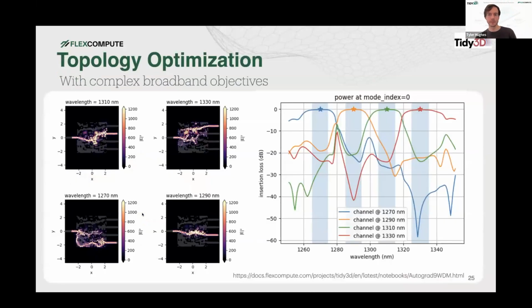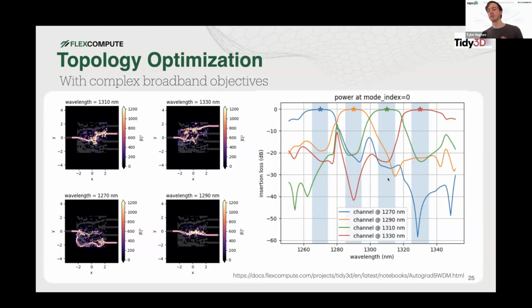We have other topology optimization examples. This is a slightly more complex one, showing off the broadband objective idea as well. This is a wavelength division demultiplexer. The idea of this device, for those who aren't familiar, is that if I send light in the input port, I basically want light of different wavelengths to come out at different output ports. And you can see, in fact, all of these different wavelengths do couple to the proper output ports. And the objective here is kind of interesting.